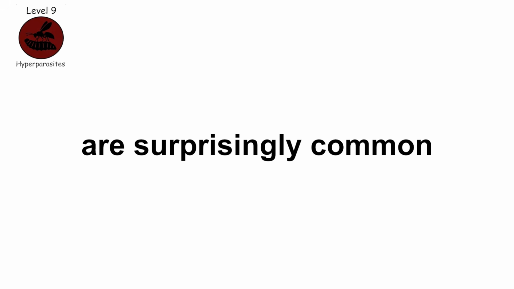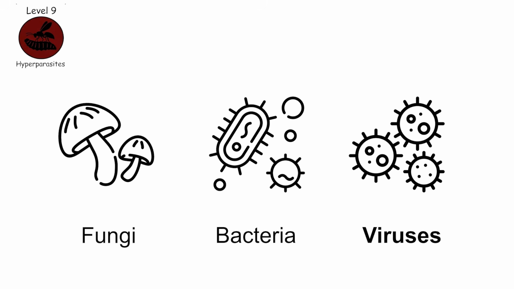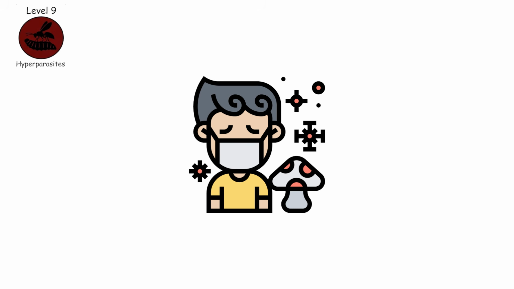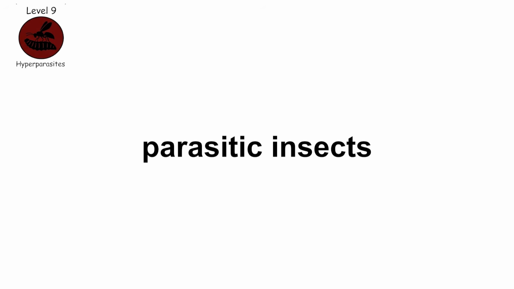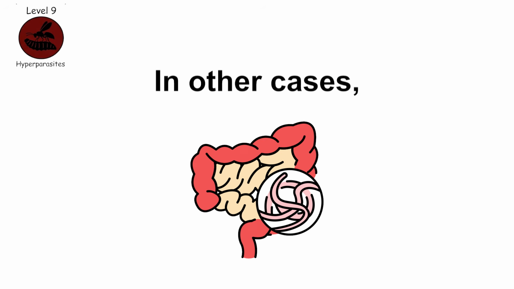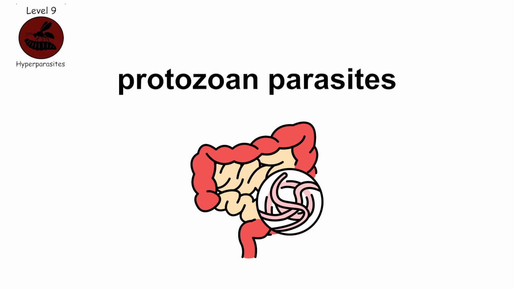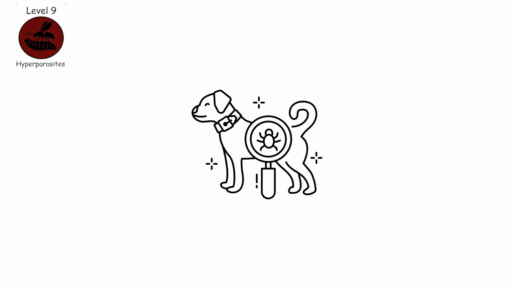Hyperparasites are surprisingly common in nature, especially among microorganisms. Certain fungi, bacteria, and viruses specialize in infecting parasites rather than infecting the original host organism directly. For example, some fungi infect parasitic insects or parasitic worms, using them as their host. In other cases, viruses may infect protozoan parasites that live inside animals or humans. This means a parasite that is already infecting a host can itself become infected by another organism.